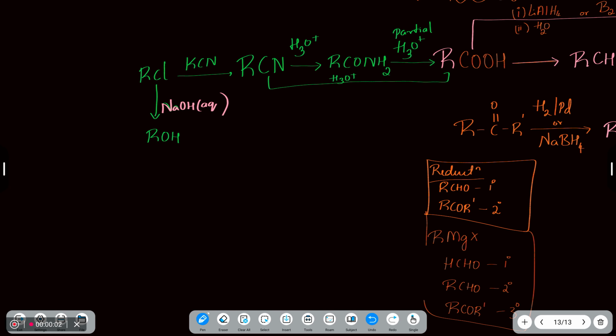To convert alkyl halide to alcohol, we can go for substitution with sodium hydroxide in aqueous medium. Or else you can convert it to cyanide, cyanide to carboxylic acid, carboxylic acid to alcohol. Okay.